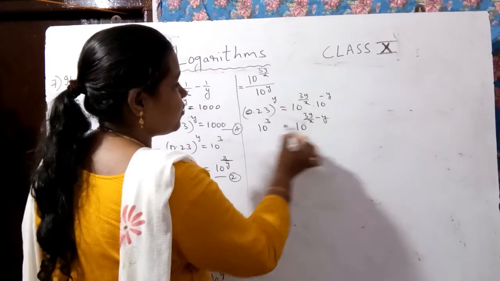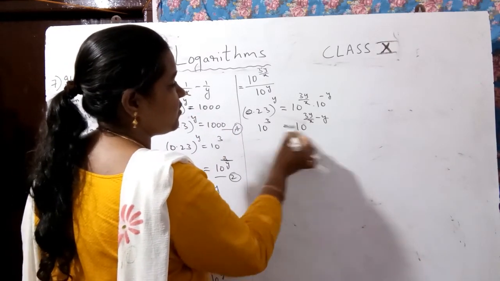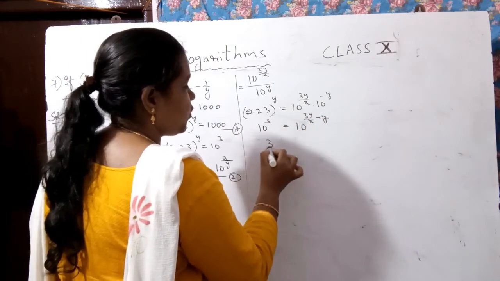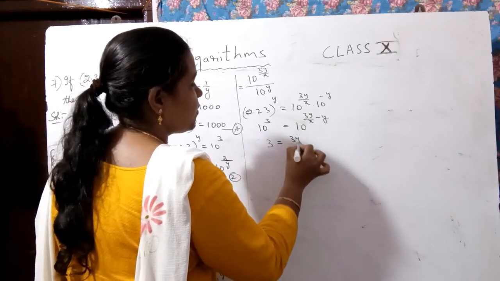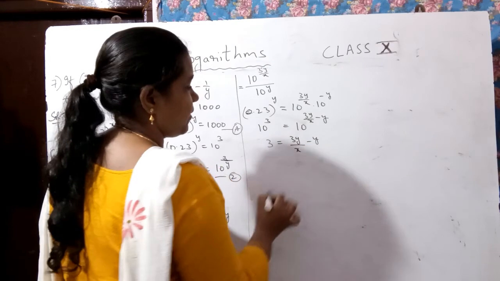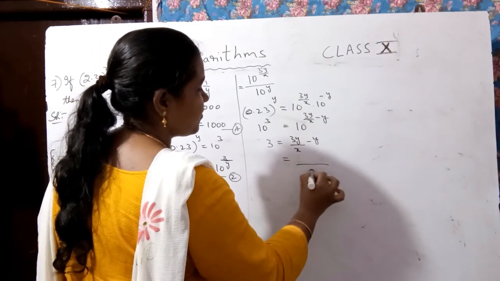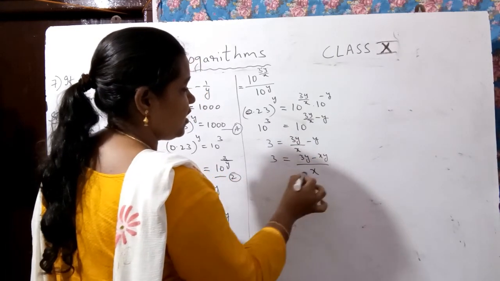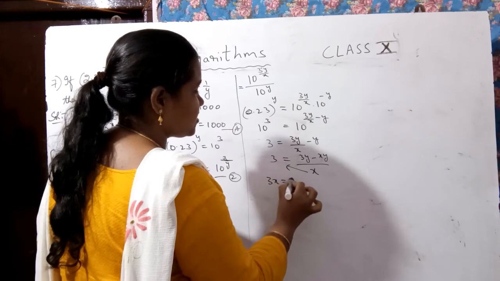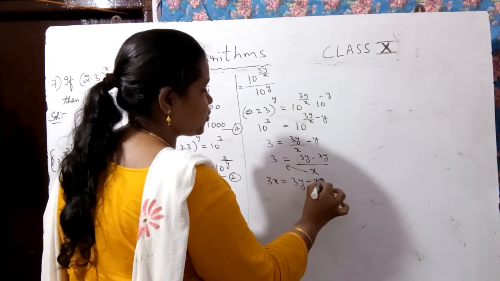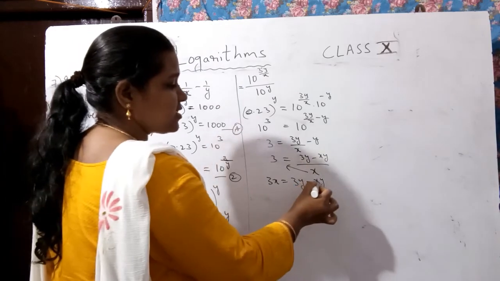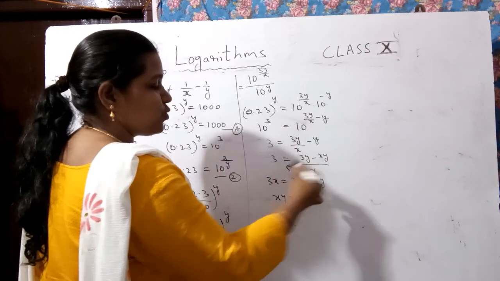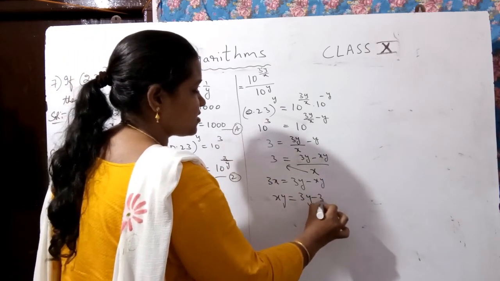Now if you observe here, in both the cases, here you have 10 cube, here you have 10 power 3y by x minus y. So equating the powers, I have 3 is equal to 3y by x minus y. So take out the LCM, you will have 3y minus xy by x. Here I have 3, cross multiply it, I will get 3x is equal to 3y minus xy. Okay, so I will bring this xy to this side. So this becomes plus xy. This 3x to the right side, so it becomes minus 3x.